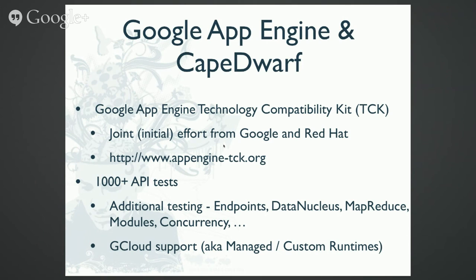Unfortunately, they don't share the AppSpot information publicly. And as I said, you have links to the GitHub repository of the tests. There are 1,000+ API tests, and we have additional tests for endpoints, DataNucleus, MapReduce, modules, concurrency, through Byteman, and so on. And just recently I added the G Cloud support, which is for the managed and custom runtimes.